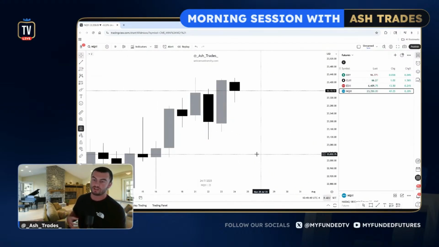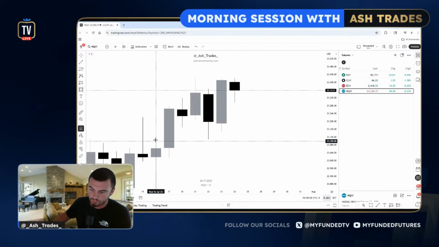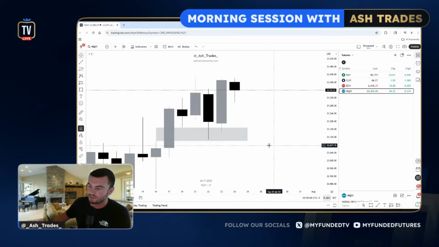When I'm making decisions, it starts with the daily chart. I'm going to the daily chart and I'm determining a bias. Okay, so I'm going to the daily chart. I'm looking at swing highs, swing lows, and FEGs. That's how I determine a bias.